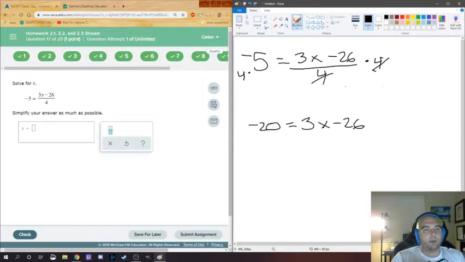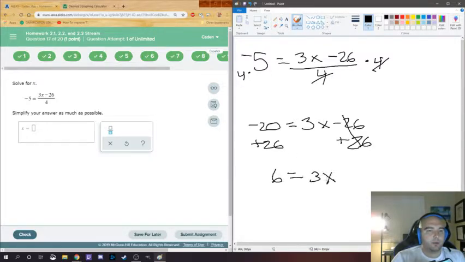There you go. So I multiplied by 4, and I got negative 20 on the left, and the stuff on the right canceled out. All nice. Now I'll add 20. Oh, whoa. Okay, that's it. I've got to hold it terribly. You'll notice my penmanship gets worse when I hold it this way to avoid this. I get 6 when I add negative 20 plus 26. 3x, divide by 3, divide by 3, 2 equals x.